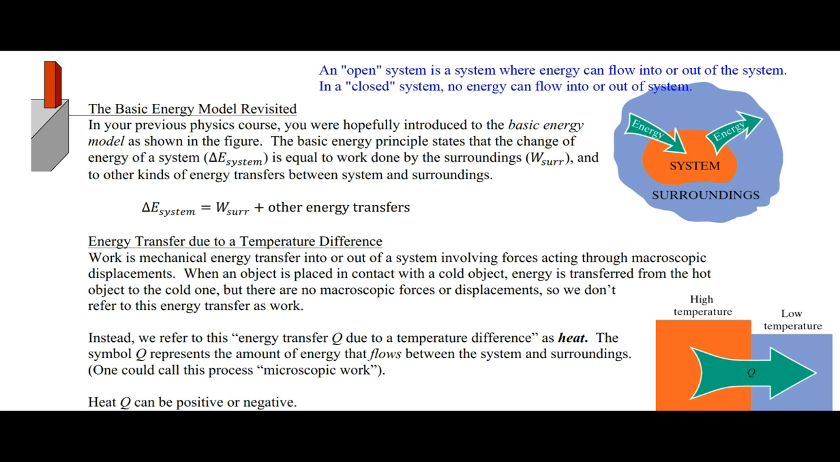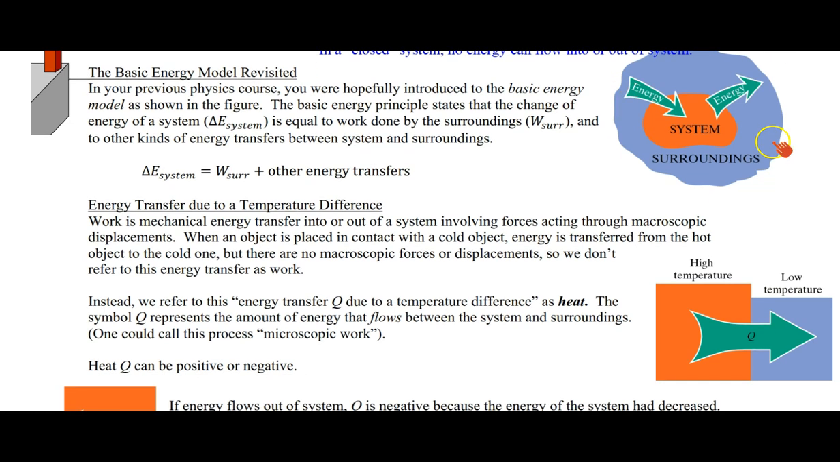But the main idea here is that if there's work being done on the system, then the energy of the system is going to increase. If the system is doing work on the surroundings, then the energy of the system is going to decrease. Hopefully that makes sense. We know by the conservation of energy that energy cannot be created nor destroyed. So the gain of, say, energy into a system must be equal to the loss of energy from the surroundings.